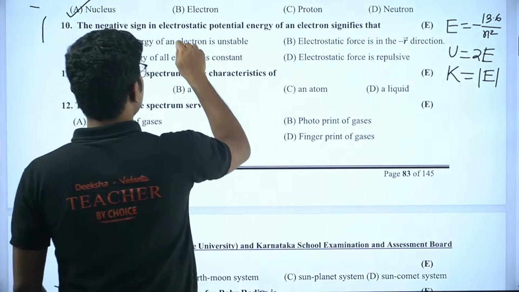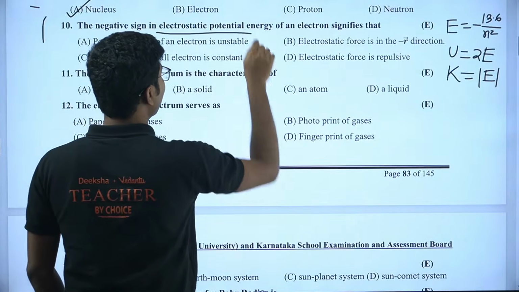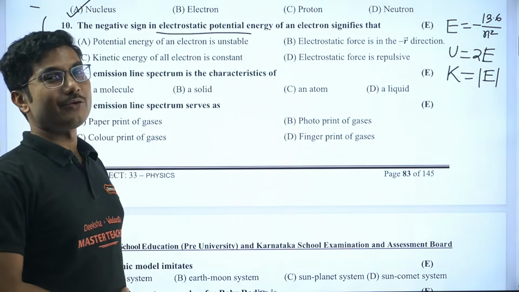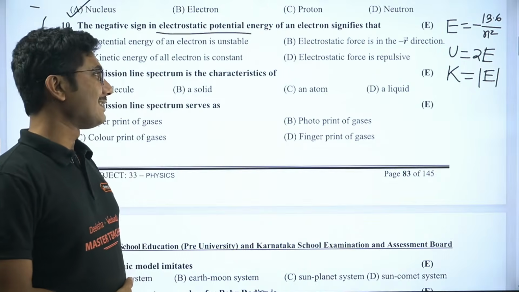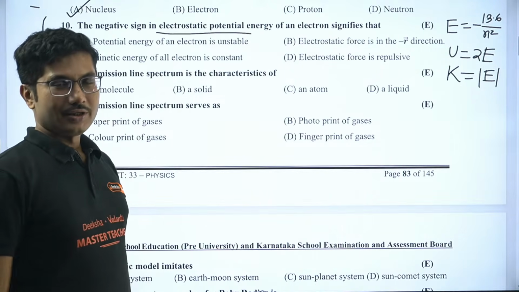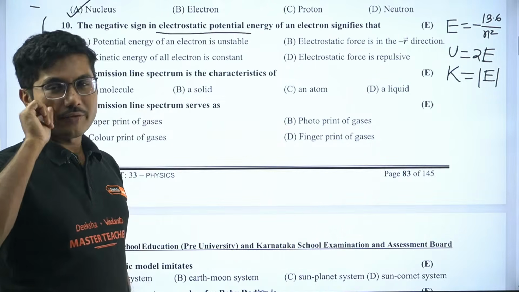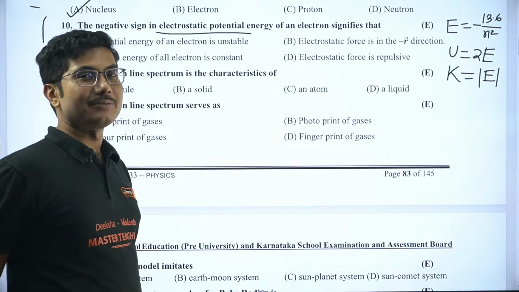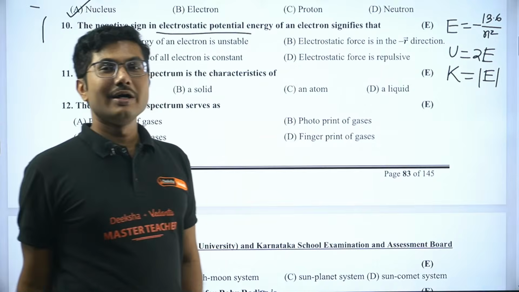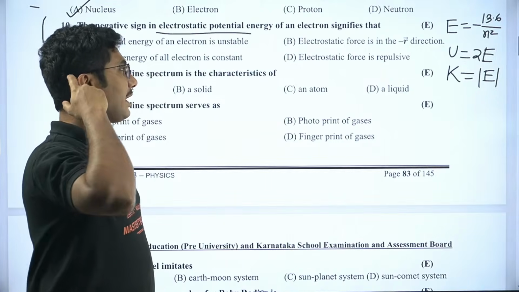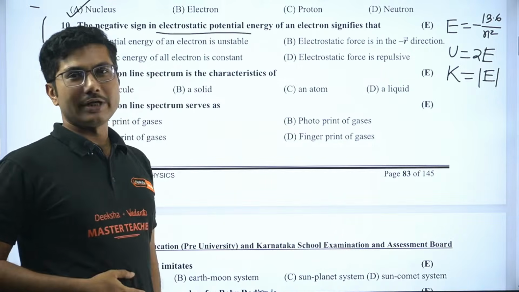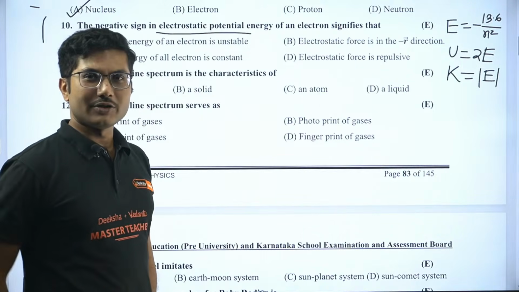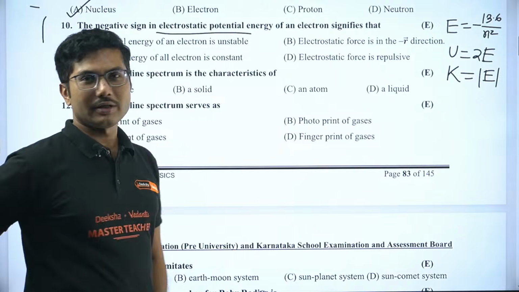Remember, it's talking about electrostatic potential. Potential is a scalar quantity. It has nothing to do with direction unless it is related to a vector quantity. For example, E equals minus dV/dx, in that case it makes sense, because the electric field is the change of potential. But here we are only talking about electrostatic potential energy, which is basically the total energy of the electron. If you know the total energy, you can also find the electrostatic potential.